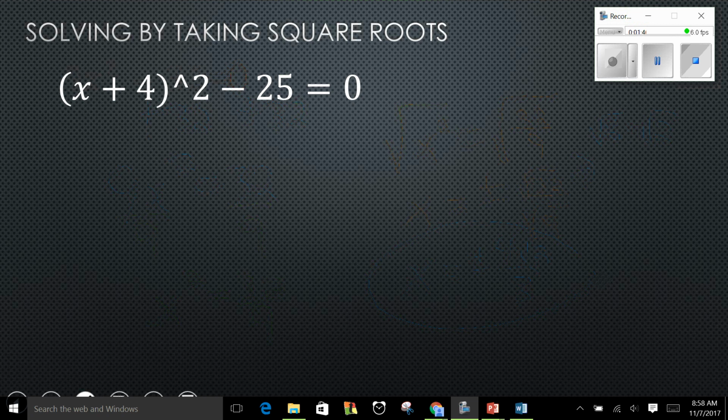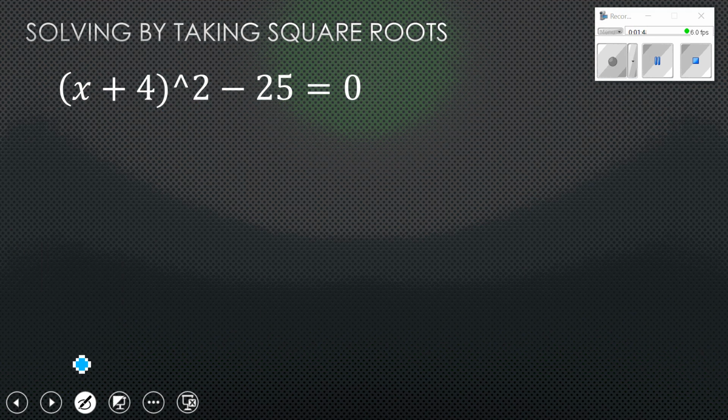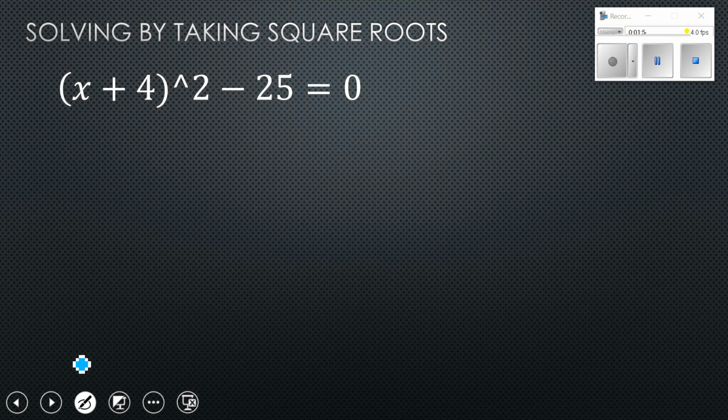Okay, our next example is a little more lengthy, but not bad. So again, we're trying to isolate the squared part. This time we have something inside the parentheses, x plus 4. So we're going to start with the same step. We're going to get our constant out of the way over here. So we're going to add 25 to both sides. And what we're left with is x plus 4 squared equals 25.